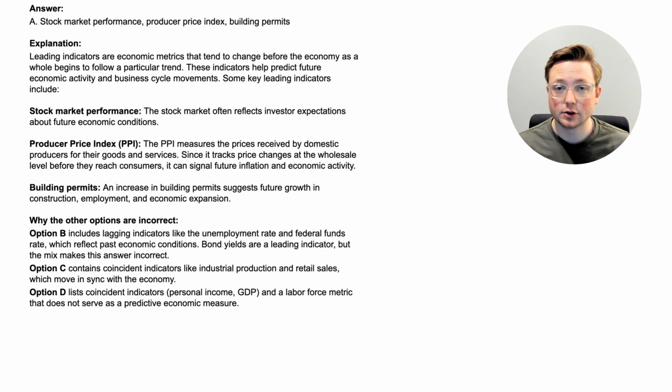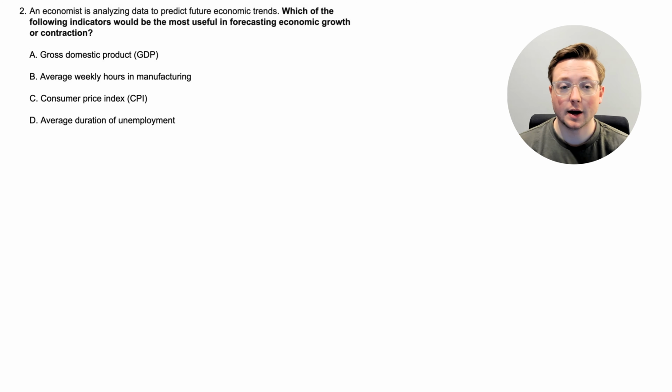So the other answers were incorrect because they had coincident or lagging or even things that weren't indicators, whereas option A had only leading indicators. So we learned a lot about leading indicators, what they are, and the things that are considered leading indicators. Now let's go to the next question. Okay, here we are at question 2.